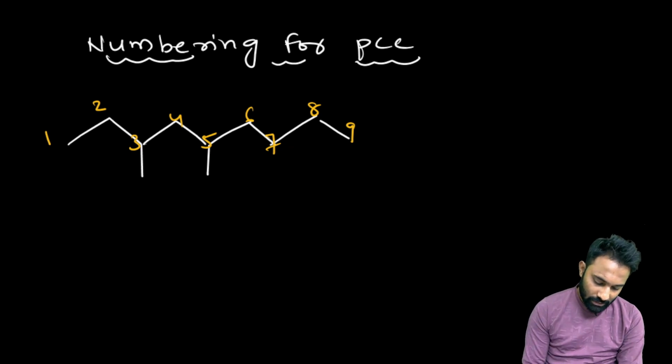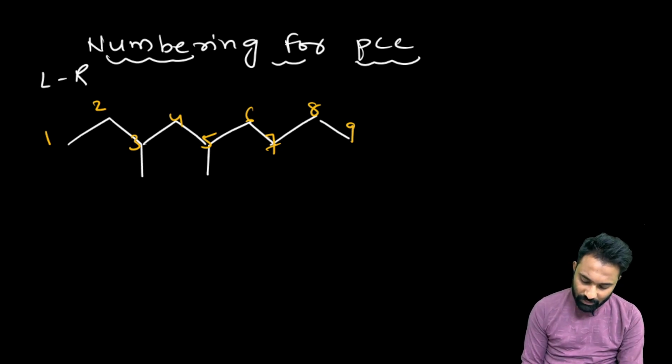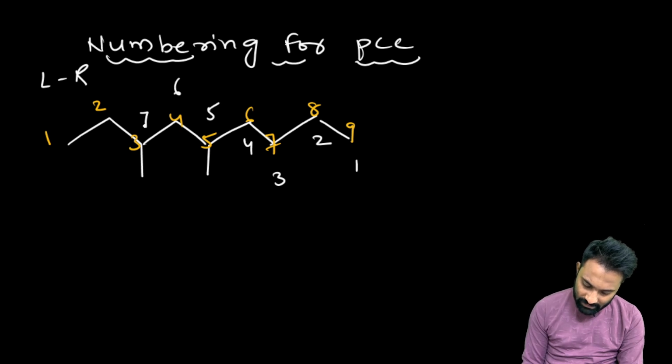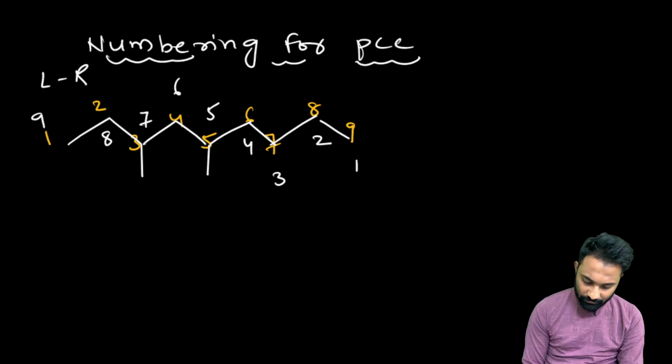Why? Because now you see here, whatever the numbering we have given, it is correct, but you may get a doubt: sir, you have given the numbering from left to right, why can't you give the numbering from right to left? So I will give the numbering from here, 1, 2, 3, 4, here 5, here 6, here 7, here 8, and here it is 9. Clear? Now left to right, it is in the yellow, 1 to 9.